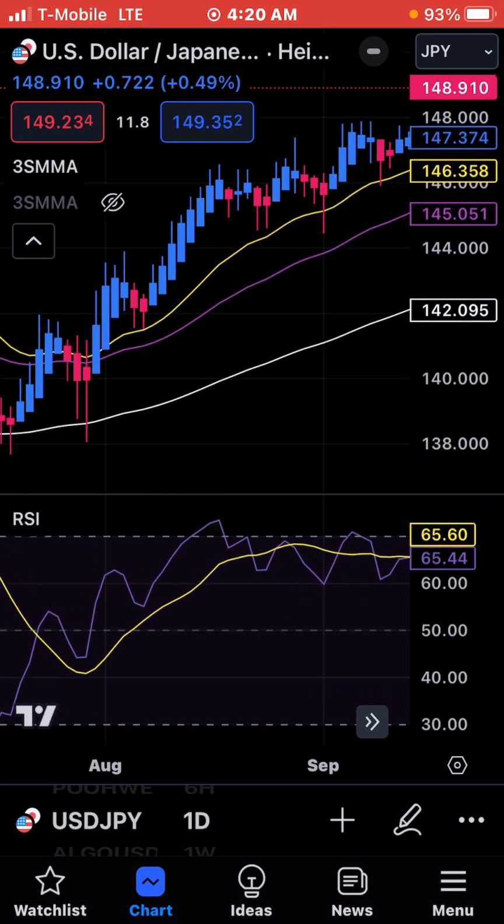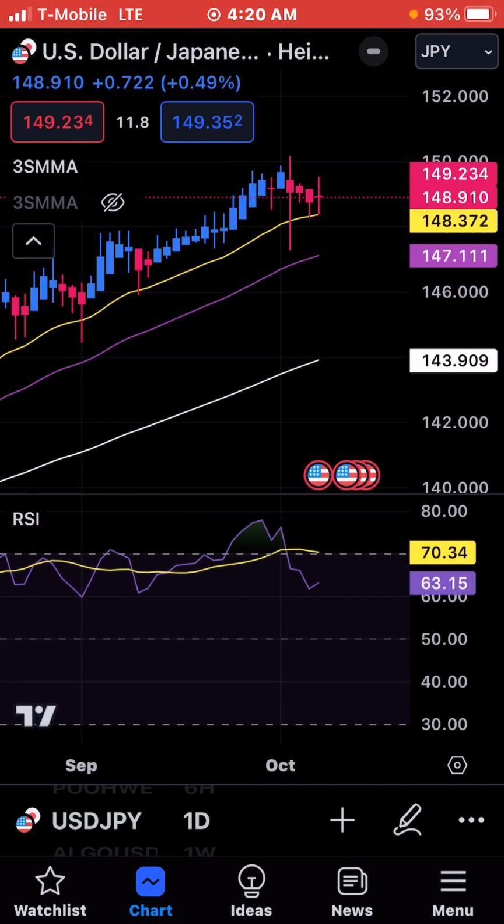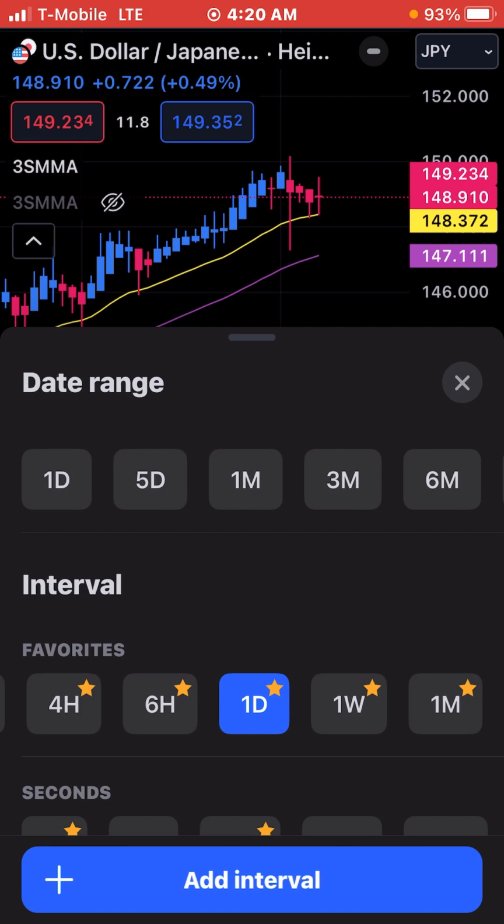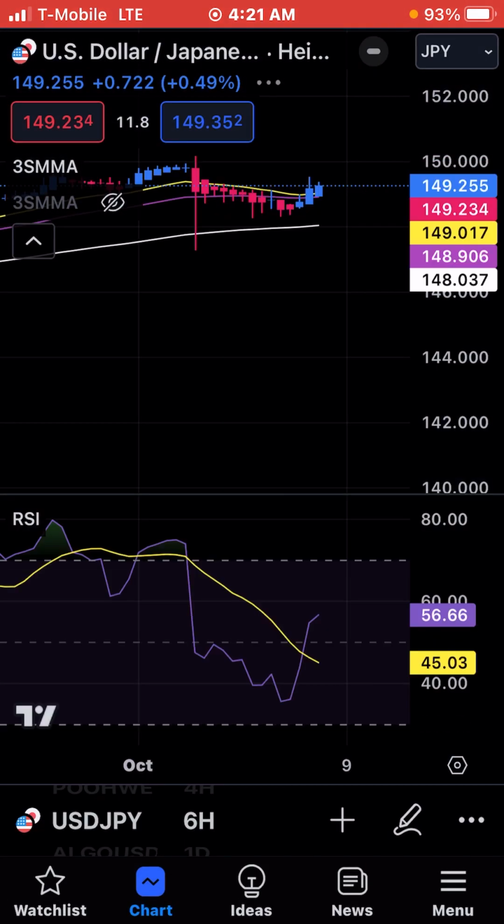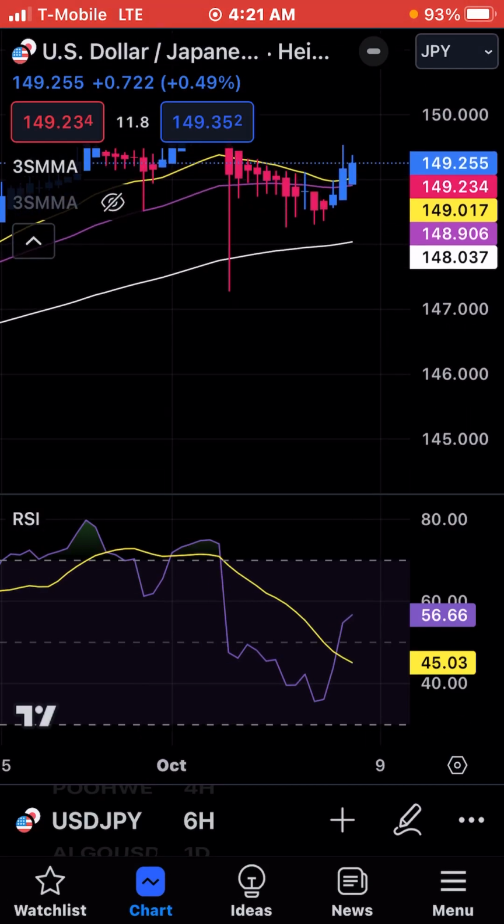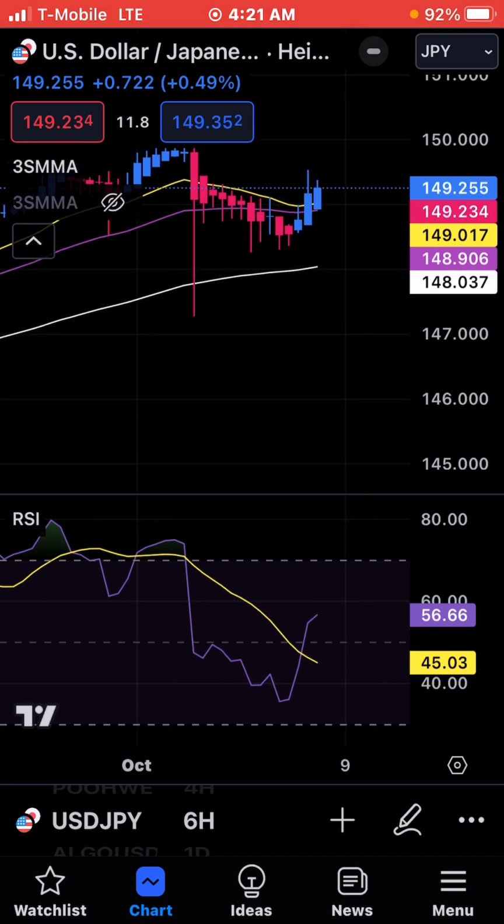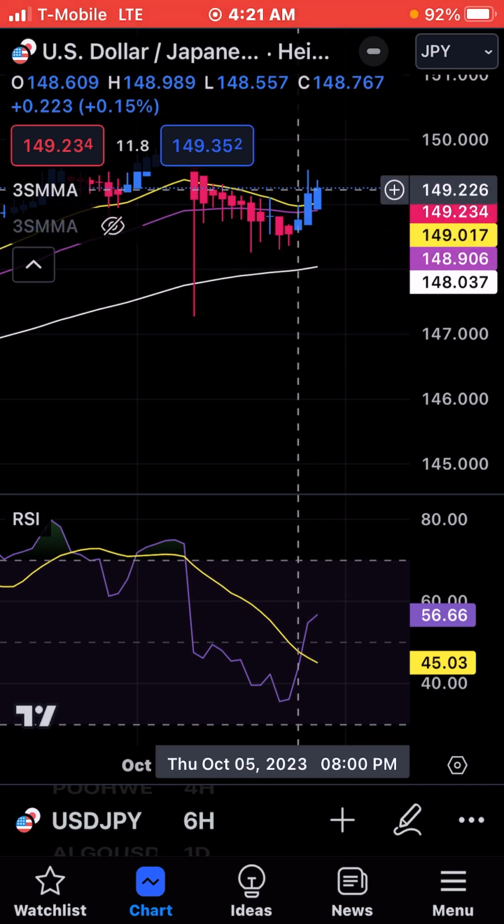So you would have to wait a while for these signals. If you do not want to wait for these signals, what I would do is go down on the time frame to the 6 hour. Since we know the overall trend is going up, we look for the purple line crossing through the yellow line, and those moments are right here.